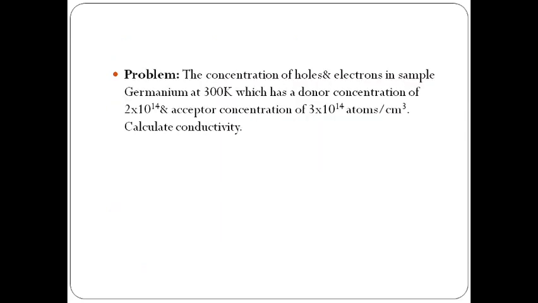Find the concentration of holes and electrons in a sample of germanium at 300 Kelvin, which has a donor concentration of 2 into 10 power 14 and an acceptor concentration of 3 into 10 power 14 atoms per centimeter cube. Calculate the conductivity. Here I am adding acceptors and donors to the pure semiconductor, so based on the acceptor and donor concentrations, it may act as either n-type or p-type. From that we can calculate the conductivity. Thank you.